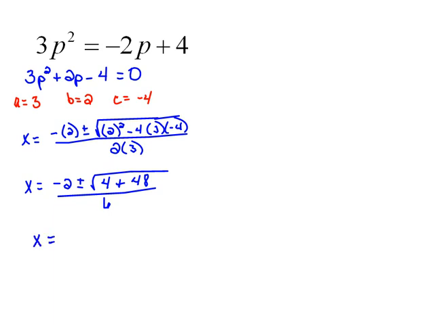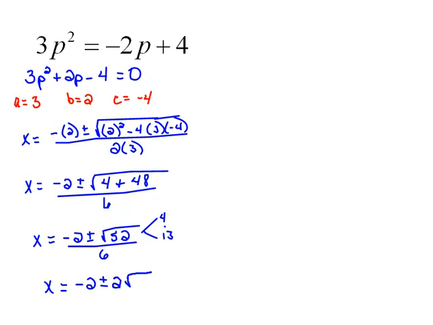Now we can keep simplifying that root. So that would be negative 2 plus or minus the square root of 4 plus 48 would be 52 all over 6. And now 52 needs to be simplified some more. Let's see, 52 is 4 times 13. So if we were to take the root of both of those, we could clean this up a little bit. This would be x equals negative 2 plus or minus the square root of 4 would be 2. And then we can't do anything with our square root of 13.